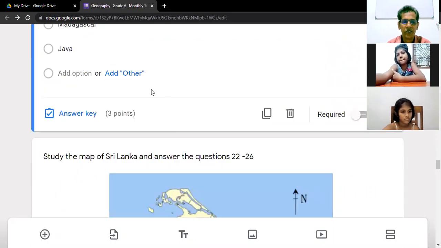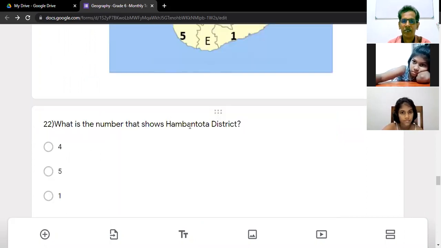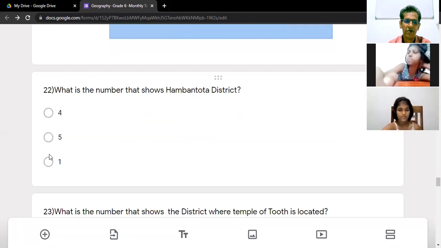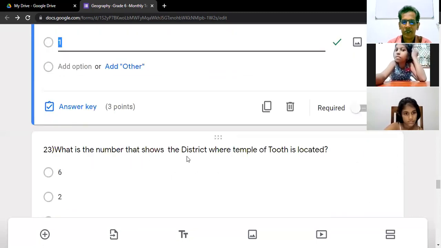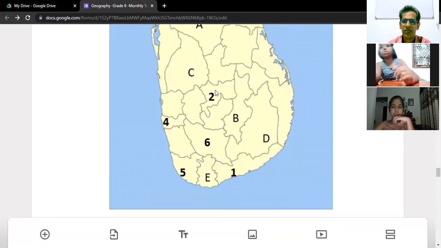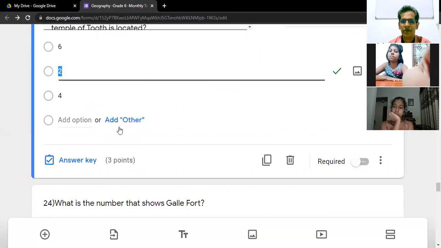Right. Next one, study the map of Sri Lanka and answer questions 22 to 26. What is the number that shows Hambantota district? Number one. That is correct. What's the number that shows the district where the Temple of Truth is located? Number two. Kandy district is shown by number two. That's correct. Next one.